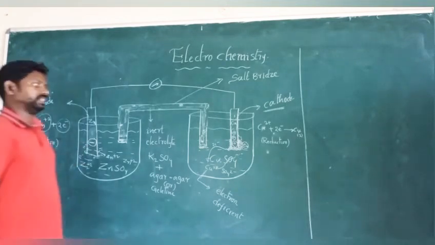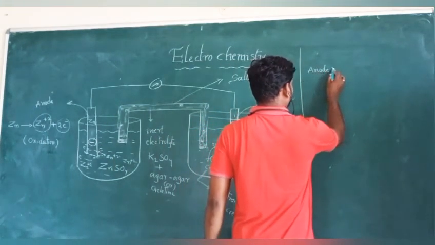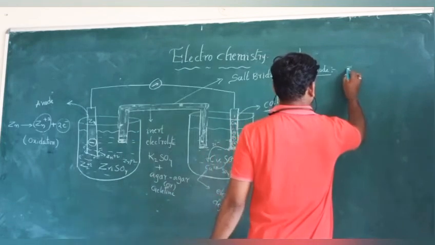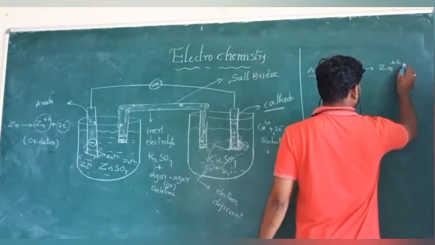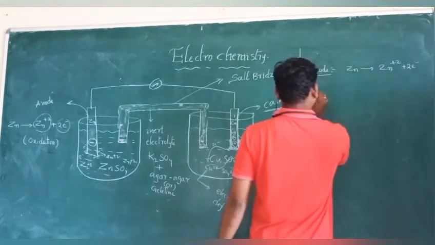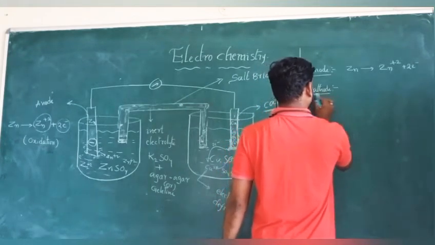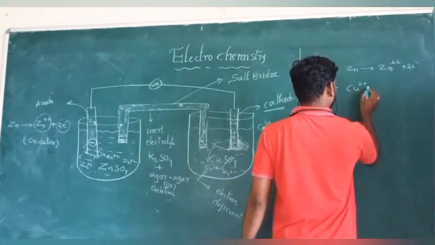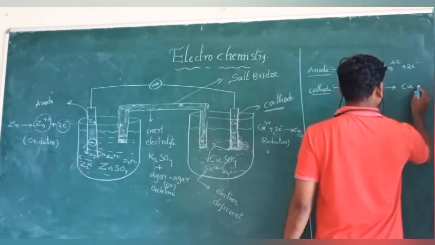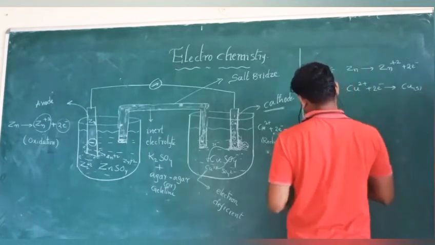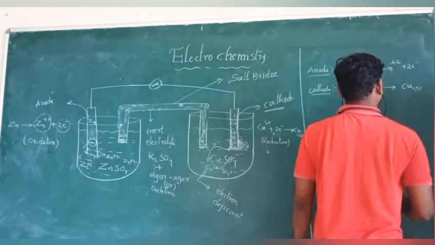So mix these two reactions. What do you get here? At anode, what is the reaction? Zinc is losing electrons. It forms Zn2+ plus 2 electrons. At cathode, the Cu2+ gains 2 electrons and is deposited as a solid on the copper rod.